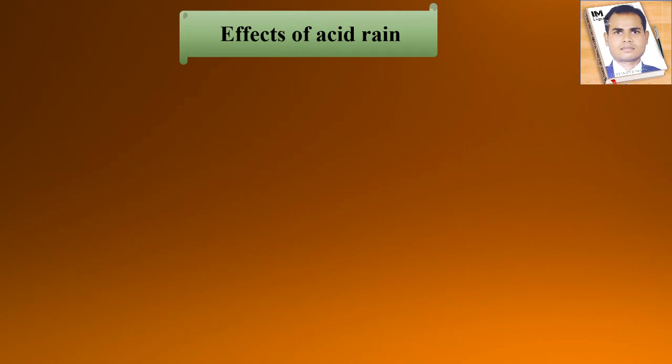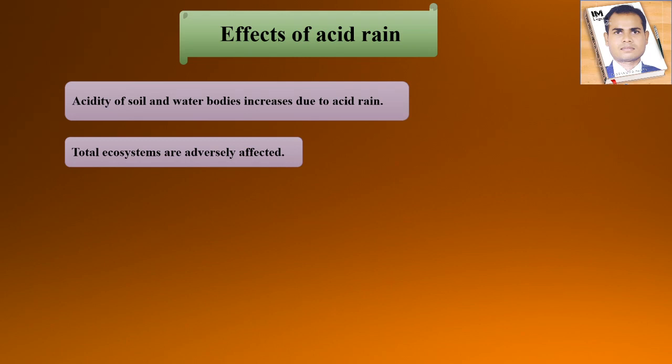So we have to see the effects of acid rain, right? In that, the first one is that the acidity of soils and water bodies increases due to acid rain. We know the water should be neutral, but because of acid rain, the acidity will increase. That means the pH of those water bodies and the soil will decrease. It should be less than 7. That means the pH of that soil will be less than 7. It may be 5, 6, or also in water bodies. So it will become acidic because of acid rain. So acid rain directly affects the nature of soil and water, right?